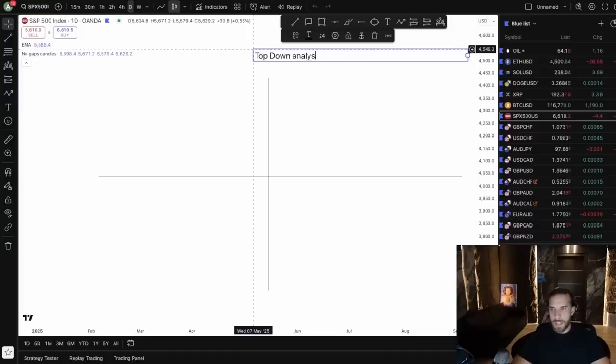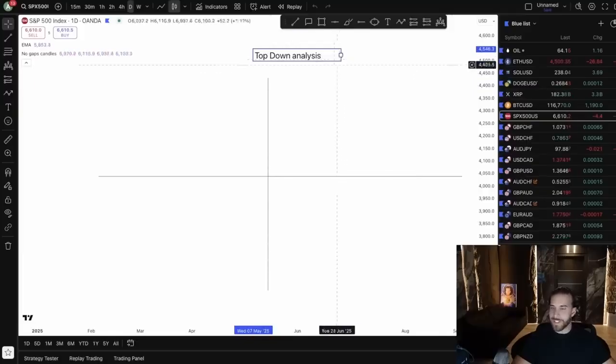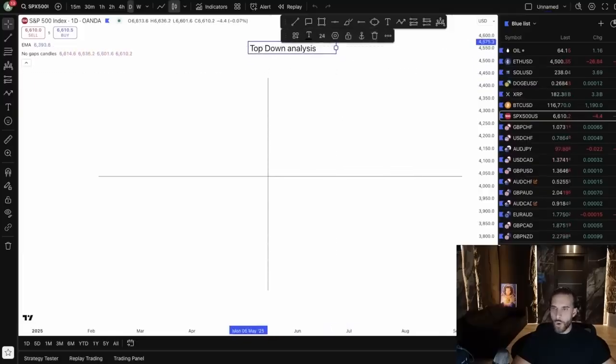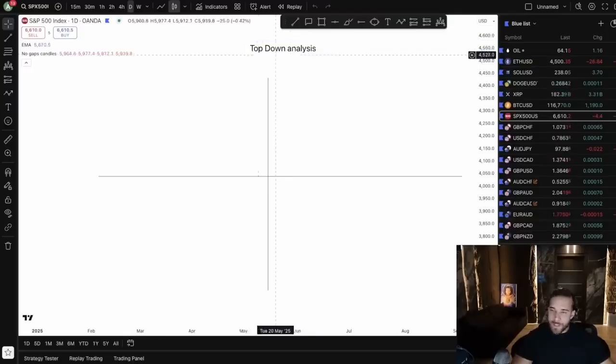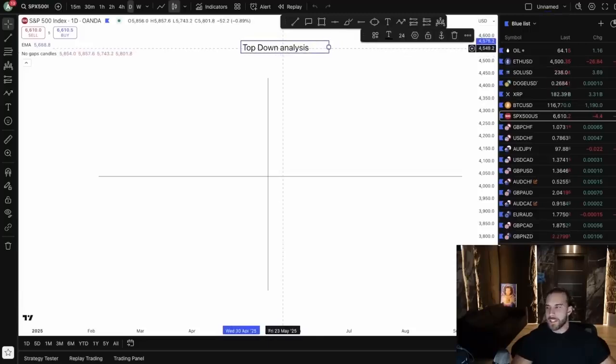Top-down analysis. This right here is what's going to lead you to determine if it's a good time to buy or a good time to sell. Now, you might be asking yourself, why is top-down analysis so important? That is because top-down analysis is directly connected to the actual trend of the trade. And you should only be executing a trade if you are trading with the trend. The trend is your friend.